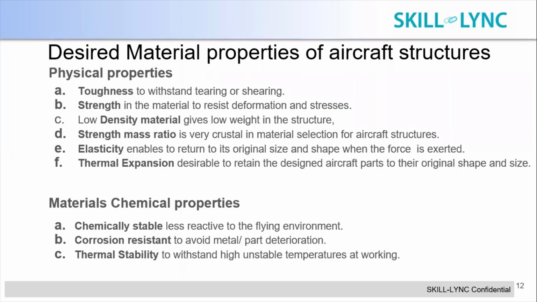The density actually defines the weight of the material, right? And also, we need a material which is strong. We need a material which is of lower density. So it means we need enough strength to take all these forces on the structure, and also we need a lighter material to fly the aircraft consuming lesser fuel. So the strength-to-mass ratio is very critical when we are selecting material in an aircraft structure.